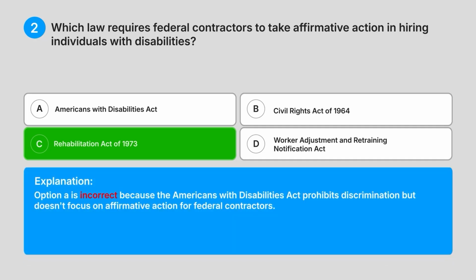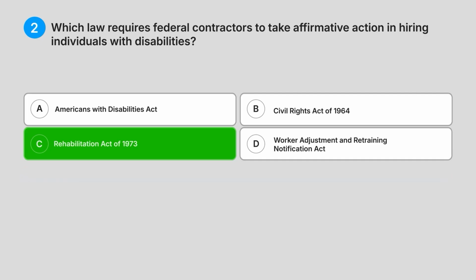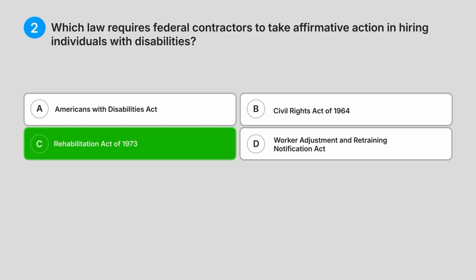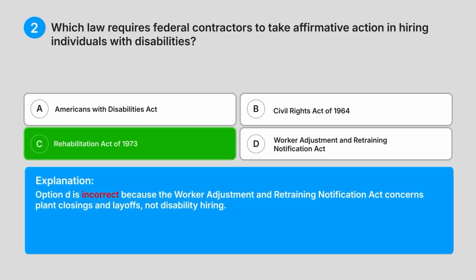Option A is incorrect because the Americans with Disabilities Act prohibits discrimination but doesn't focus on affirmative action for federal contractors. Option B is incorrect because the Civil Rights Act of 1964 prohibits discrimination based on race, color, religion, sex, or national origin, not disability. Option D is incorrect because the Worker Adjustment and Retraining Notification Act concerns plant closings and layoffs, not disability hiring.